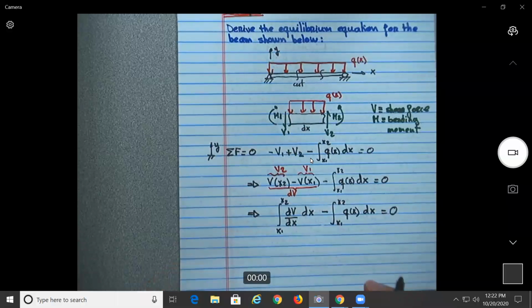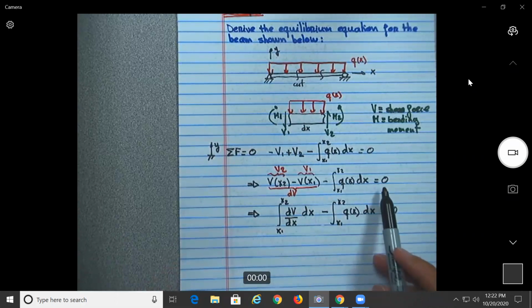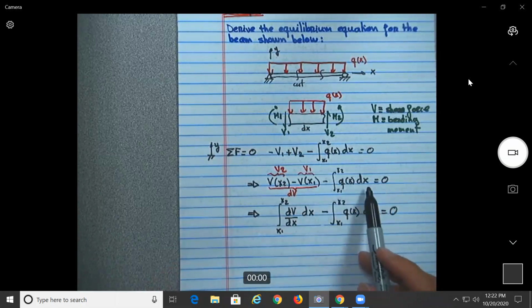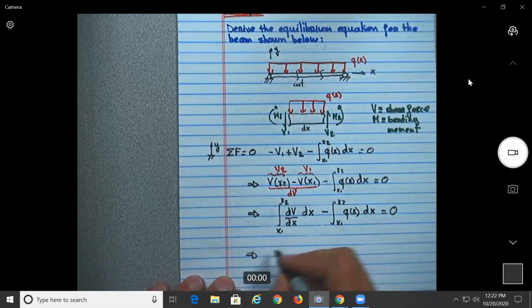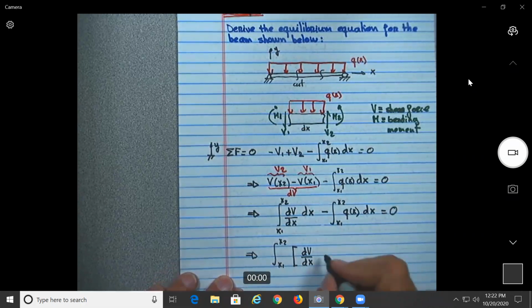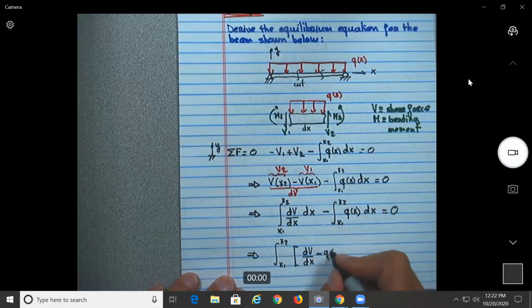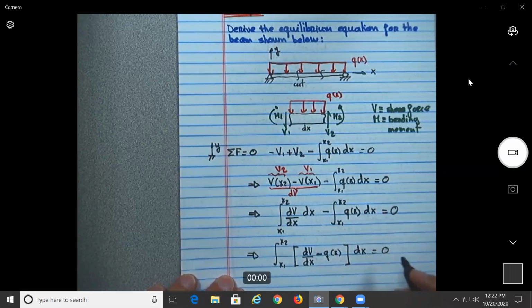Why am I doing this over here? You see, as before, we had a surface integral and a volume integral. Now we have a constant to a one-dimensional integral. I'm transforming the constant to a one-dimensional integral, no? Why do I do that? So I can combine both integral signs. So now from here you're going to get the integral x1, x2 of dV/dx minus q of x dx equal to 0.